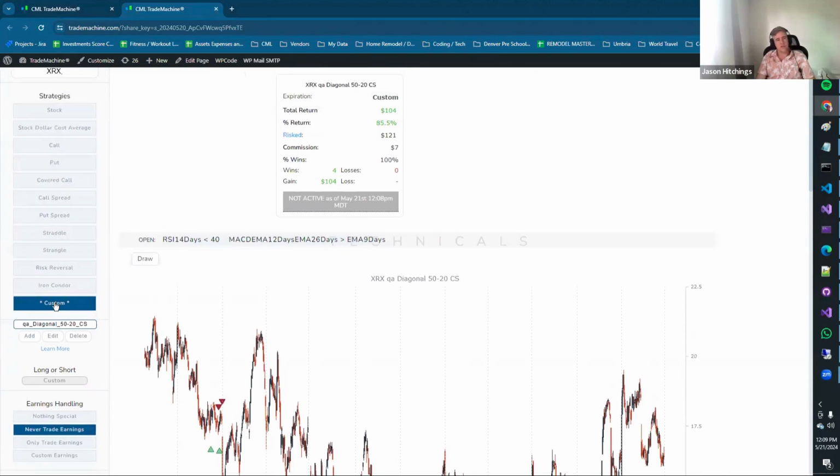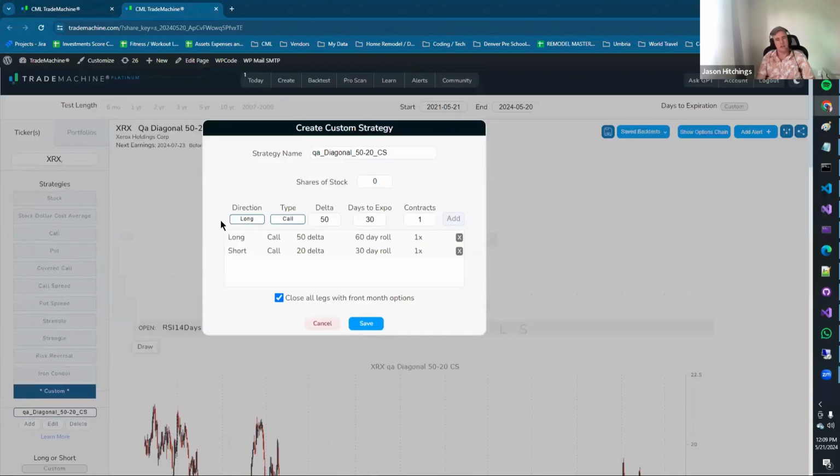This one is a little more fancy. It's custom. If you click edit, then you can see the specific legs. You can build your own custom strategies up to 4 legs. This one says it's a long 50 delta, meaning an at the money call that expires as close to 60 days in the future as we can find. And then short, a 20 delta out of the money call about 30 days in the future. And you could always add up to 4 legs and do your own things.